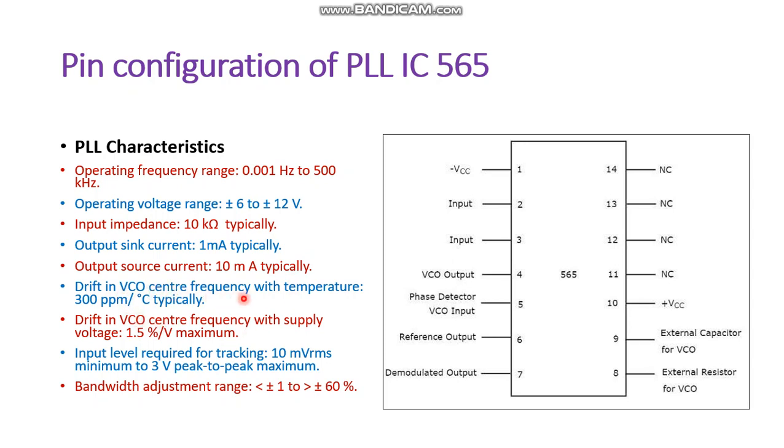Drift in VCO center frequency with temperature, meaning the change in center frequency with temperature, is 300 parts per million per degree centigrade typically. Drift in VCO center frequency with supply voltage is 1.5% per volt maximum. Input level required for tracking is as low as 10 millivolt RMS minimum to 3 volt peak to peak maximum. The bandwidth adjustment range is from less than plus minus 1% to greater than plus minus 60%. So these are some of the electrical characteristics of IC 565.